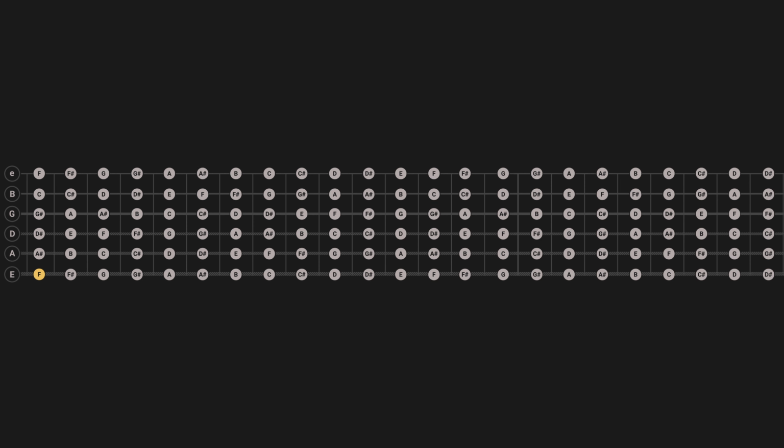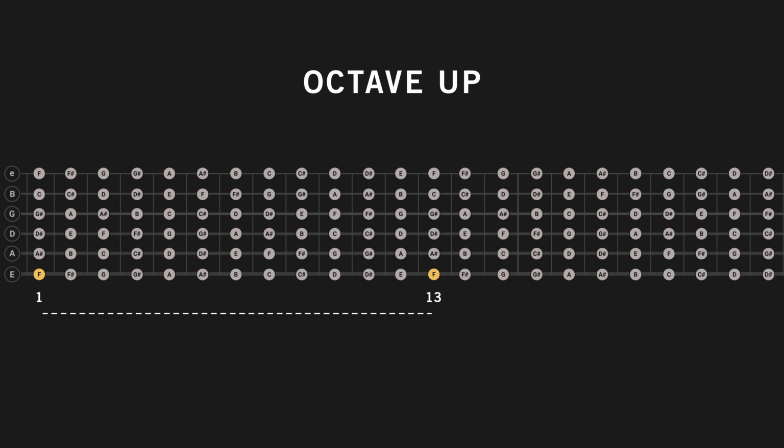This means that this note right here on the 1st fret of the thickest string is an F, and this note right here on the 13th fret of the thickest string is also an F. However, this one is 1 octave up. So an octave is when you have the same note name but in a higher or lower position.